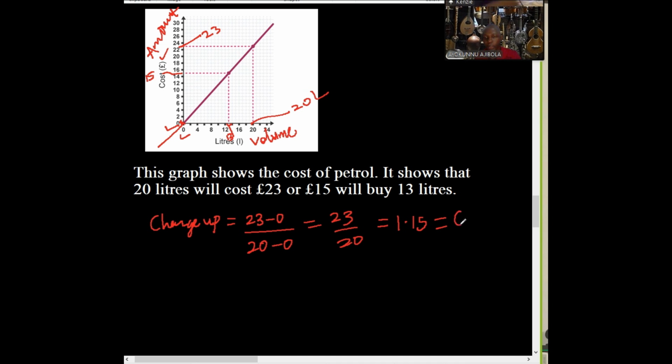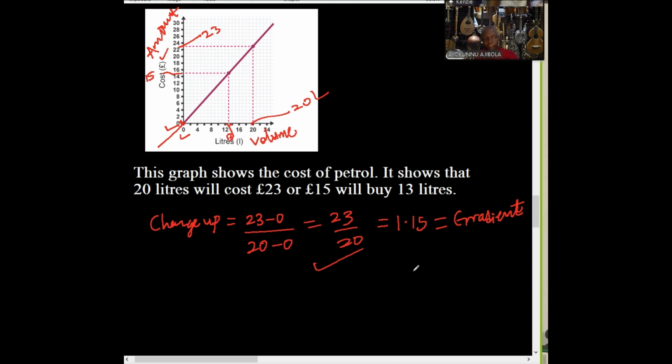And this is what we know as gradient. Is that clear? Yeah. This is what we know as gradient. So with this, you're just going to draw the line and identify the three major points: the zero point (0, 0), then 15 and 13, then 23 and 20. Then you write an equation for this gradient.